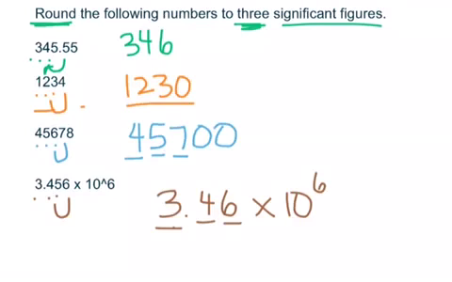So those are some examples of how to round. Specifically, when you end up with these extra zeros here, that's where you want to be careful to make sure that you keep it at the same magnitude and use your placeholders.